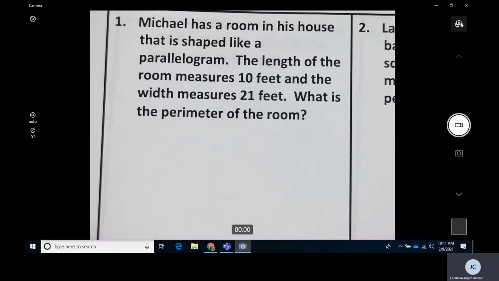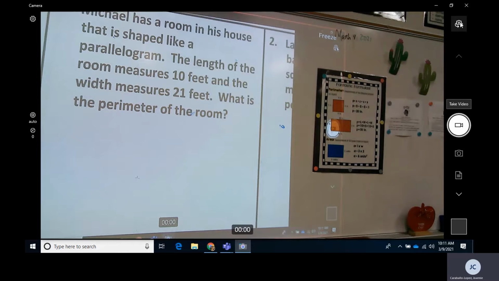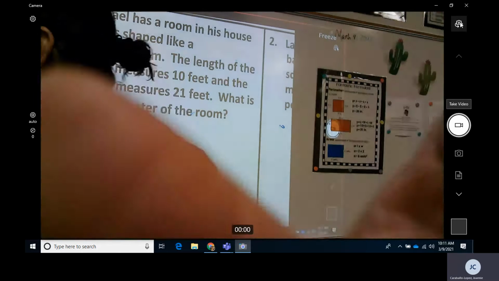All right, so we're going to go ahead and go into perimeter assessment 4. So we're going to work out the first problem, okay? If you don't have a pencil, you need to ask somebody for one. Let me go ahead and freeze that, and I'm going to turn the view of the camera so that you can see and someone online can see.